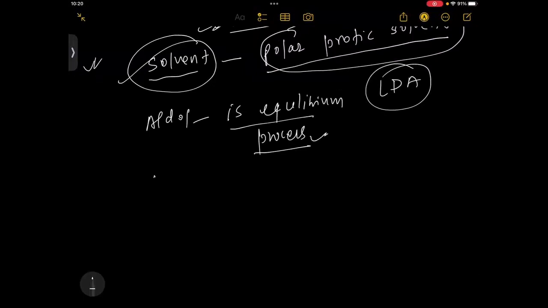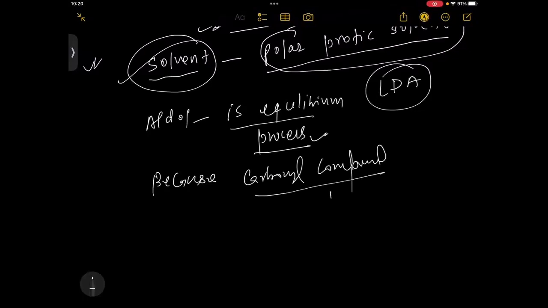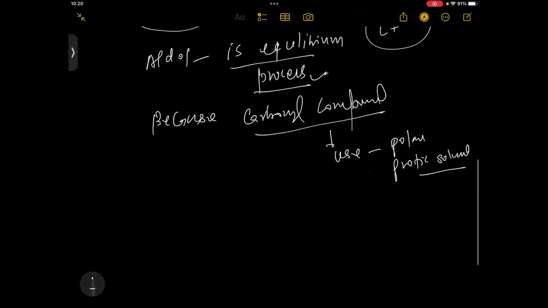Why? Because carbonyl compounds react with the base in the polar protic solvent. So for the carbonyl compound we use a polar protic solvent. That is the reason it moves into the equilibrium process.